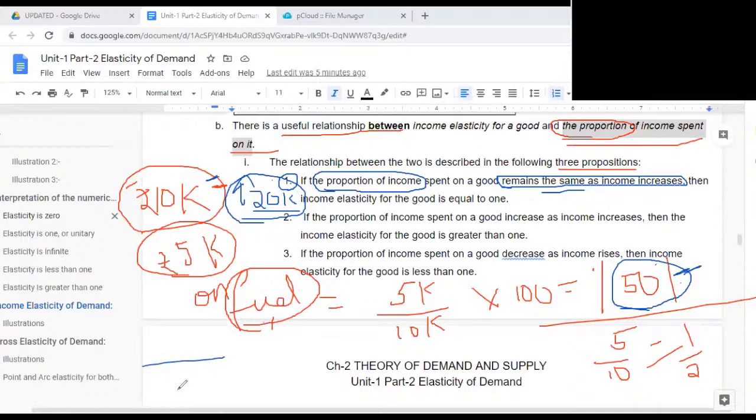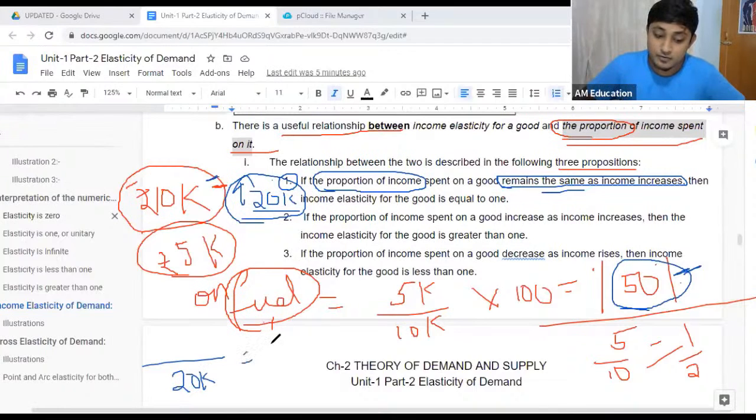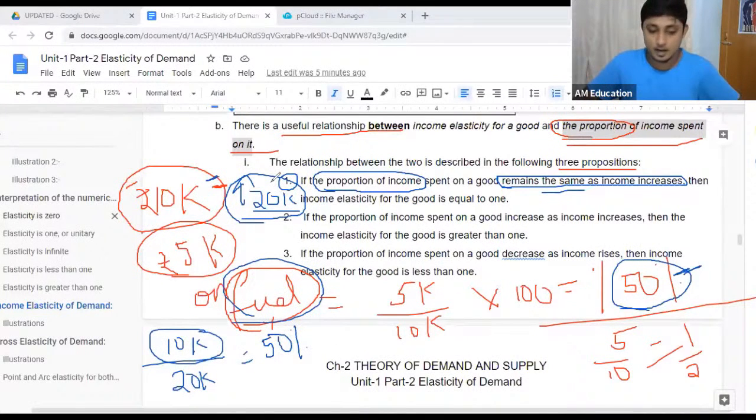If my income is 20,000 and I already know that 50% of my income is going to be consumed by fuel, because that's what the proportion tells, then 50% of 20,000 is how much? 10,000. This is what he means.